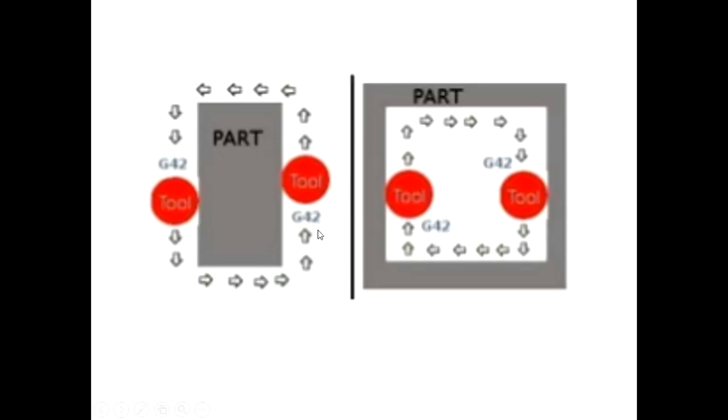So you have to compensate the cutter diameter to the right-hand side of the program surface, like this. That's why G42. This is for external milling and this is for internal milling.